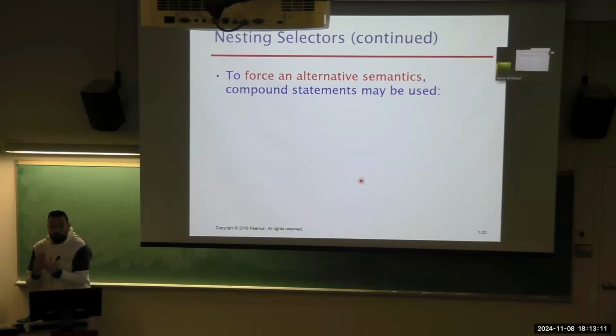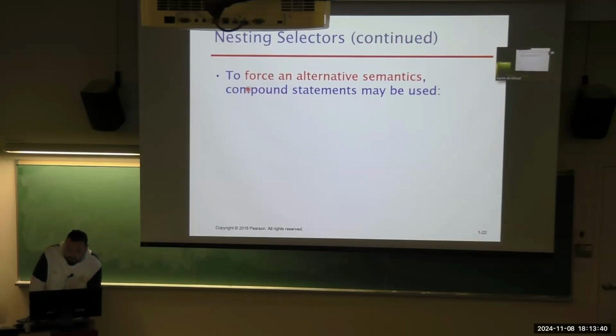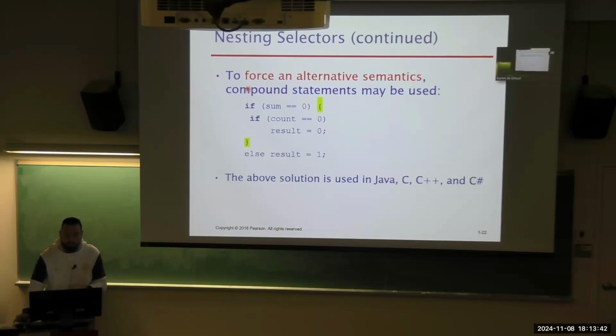Now, if I want to force an alternative semantic, for example, I have this, but I want this else to be for the outer if. How can I enforce the semantic? Because here, the default semantic is that this else will go to the nearest if. So how can I enforce a different semantic? I want this else to be for the outer if. How can I do that? Brackets. Again, brackets will solve everything for us. This is called enforcing semantics. To force an alternative semantic, a compound statement may be used like this. I will just add these brackets and that's it.